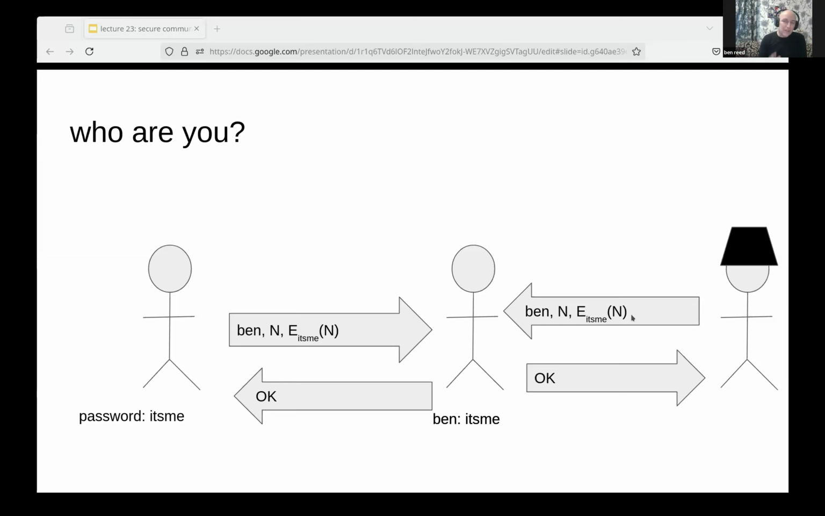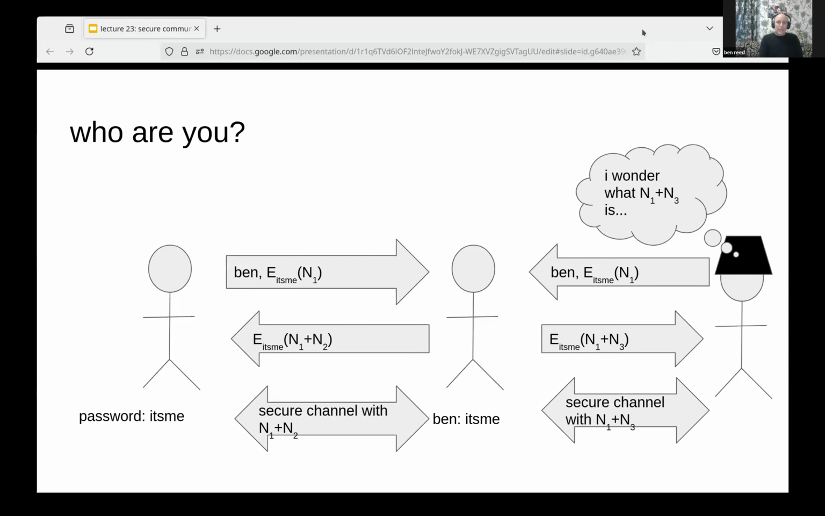And so this is an attack that could succeed because it's not practical for the person in the middle to verify every single message or to keep track of every single nonce it's ever seen from Ben. That's not practical. So we need to do better. Okay, can we do better? And we can do better than this.